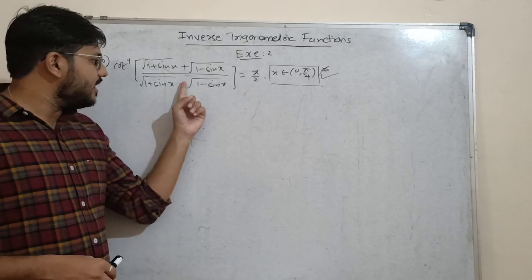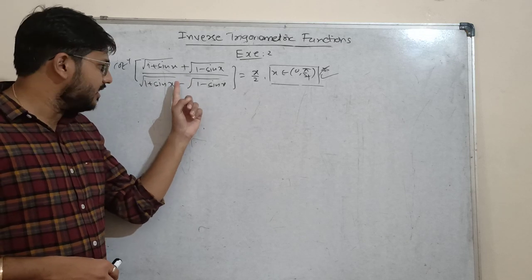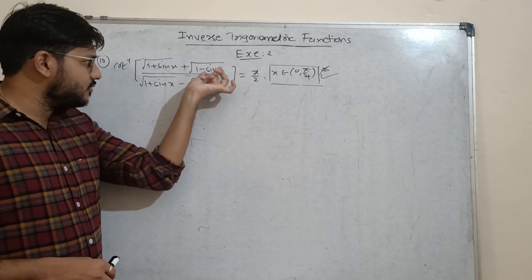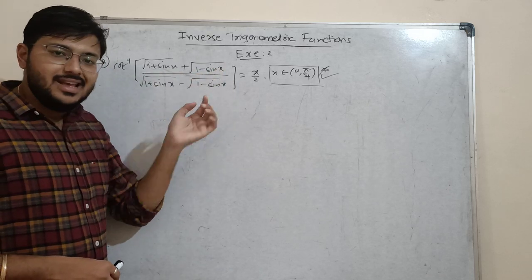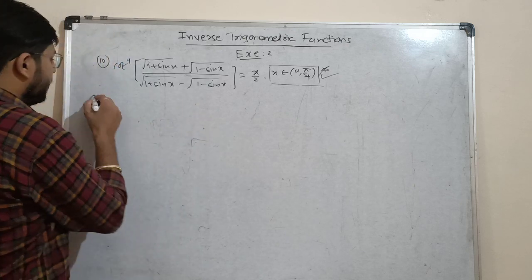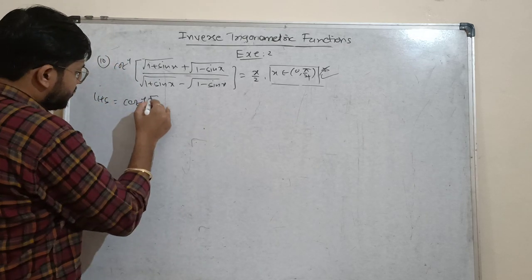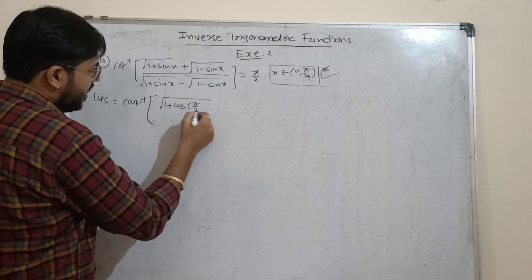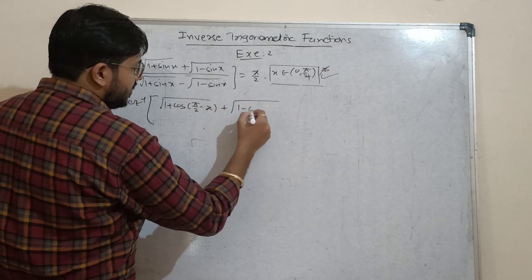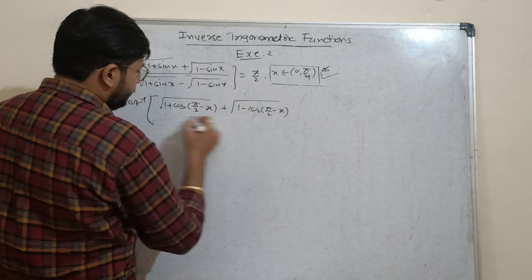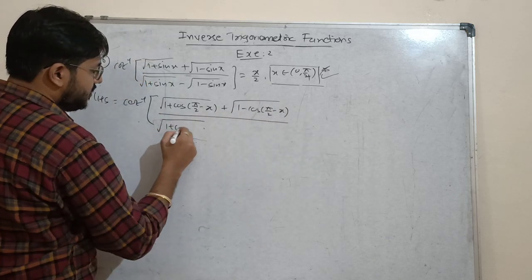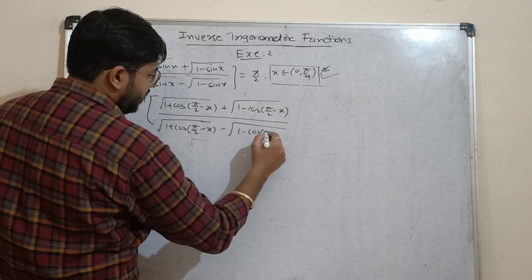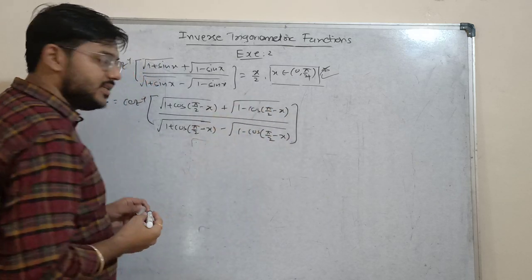First method, you can take the conjugate of the denominator. Second, make a perfect square individually, 1 plus sin and 1 minus sin. And the third method that we're going to apply is, just check that in LHS it's cot inverse. Can I write 1 plus sin x as 1 plus cos pi by 2 minus x? Similar thing I can write at this point also: 1 plus cos pi by 2 minus x and 1 minus cos pi by 2 minus x.